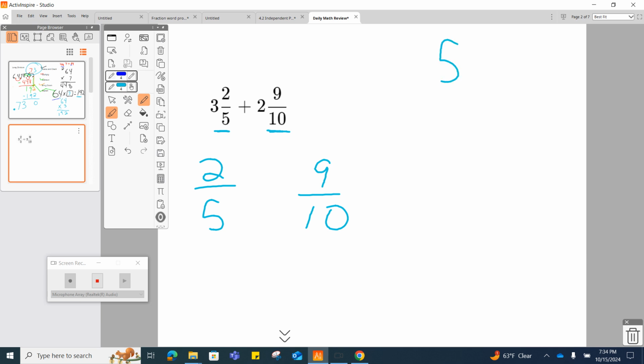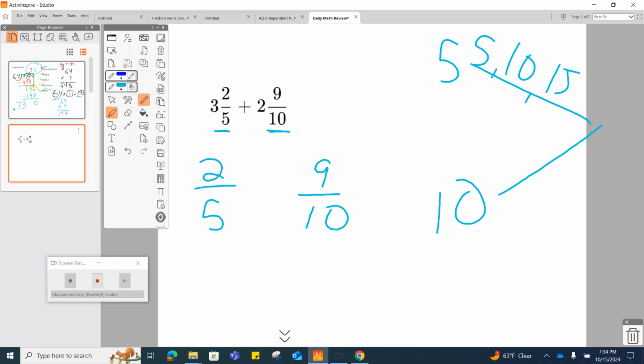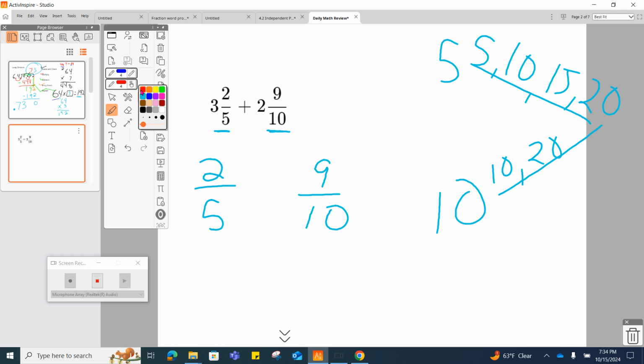So I'm going to make a multiples chart. Multiples of 5 are 5, 10, 15, 20. Multiples of 10 are 10, 20, 30, 40. So I have a few common multiples, but I want to pick the common multiple that is the least. Okay? That's 10. So 9/10, I don't have to convert that to tenths because it's already converted. But I have to convert 2/5 to some number of tenths.